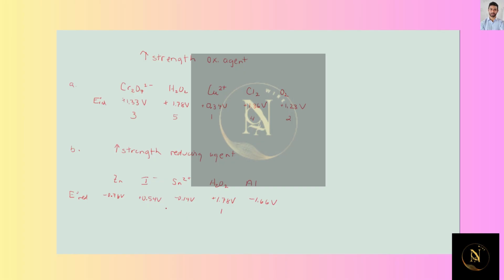So that's 1. Our next biggest positive number, that is that one. Then we hit the negatives, and so we want to go increasing absolute value of our negative numbers. This is 4, and then this is our strongest reducing agent.